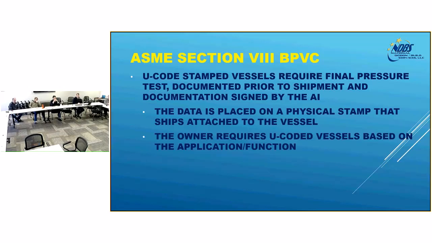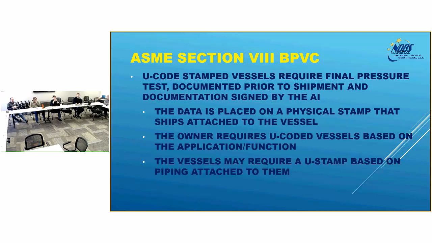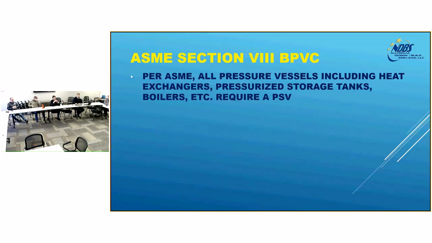Owners may require U-code vessels based on application or function. For the case of Arizona, the compressed air system is a 31.3 system, comes in product contact. All the vessels on Arizona are U-coded stamped vessels. So when you get into these industries like pharmaceutical or whatever it is, outside of commercial, typically they're going to want all their vessels to be U-stamped and protected because of liability.